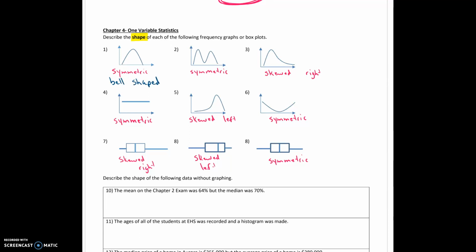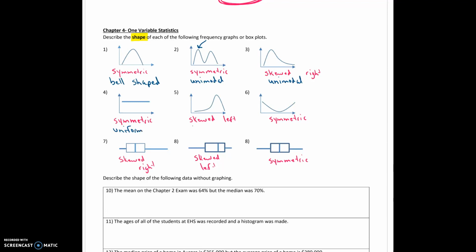Number two, it looks bimodal. If you wrote that, I would accept it, but that is the higher point, so I would actually just say unimodal. But again, I would take bimodal. Number three is unimodal. There's one mode. Number four, there is no mode. So you could write no mode or uniform.